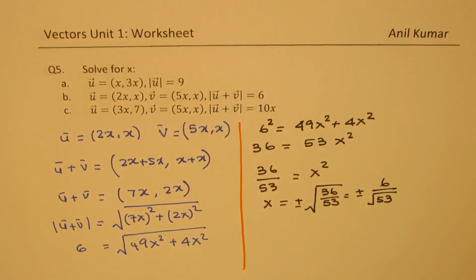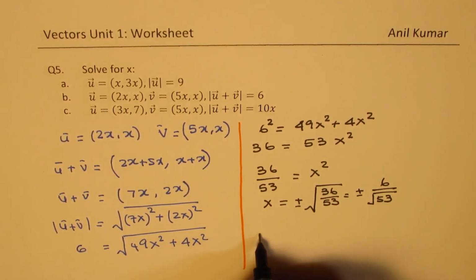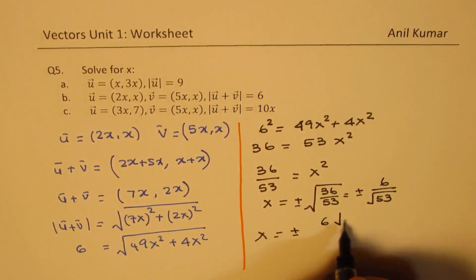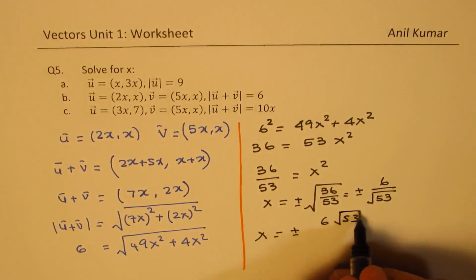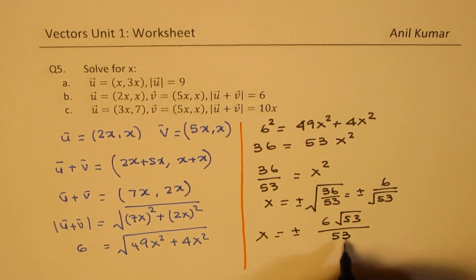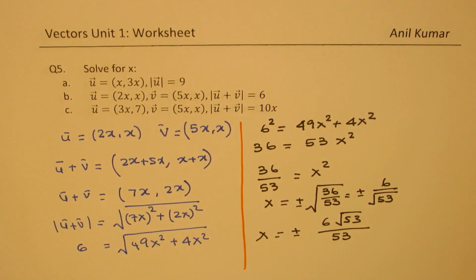As we did last time, we'll rationalize the denominator, and so we'll write x as plus minus 6 over square root 53. You multiply and divide by square root 53, and you get 53 in the denominator. Is that clear to you? Perfect. So that is how it should be solved. I hope the steps are absolutely clear. You can now pause the video and answer part C yourself. That should be easy, right?